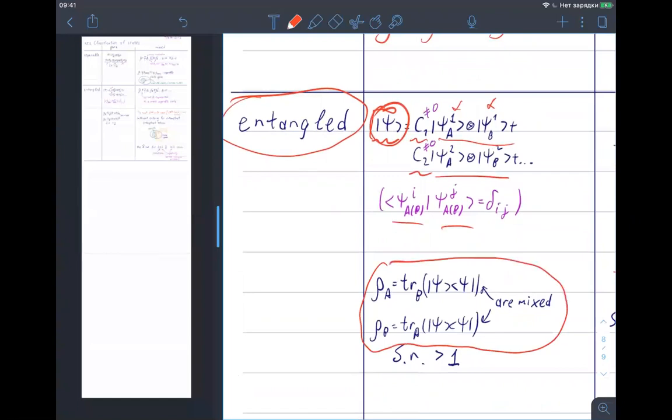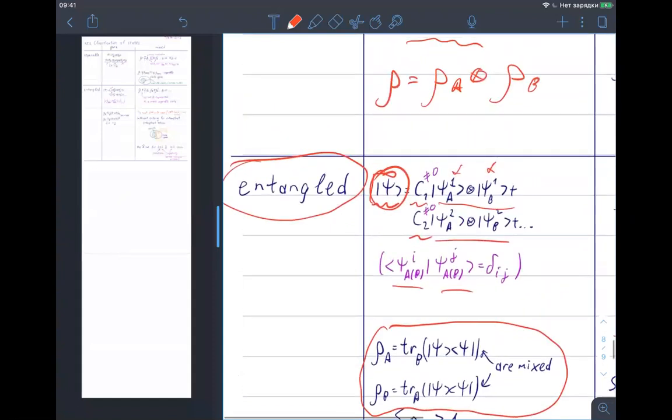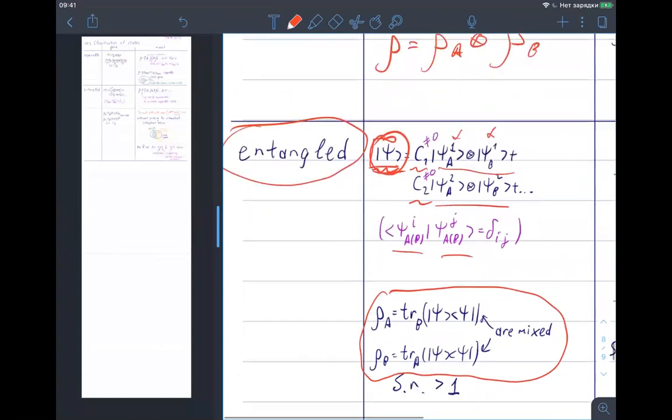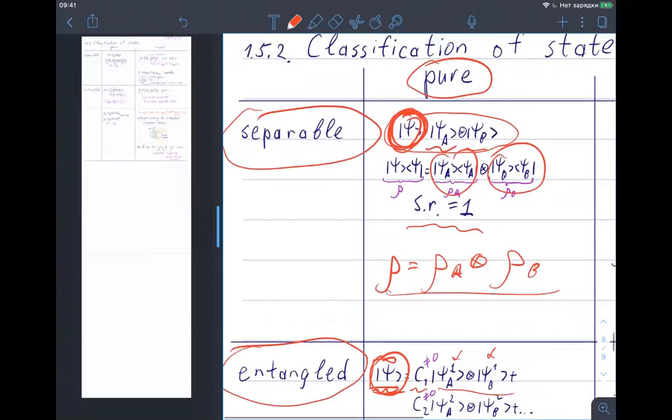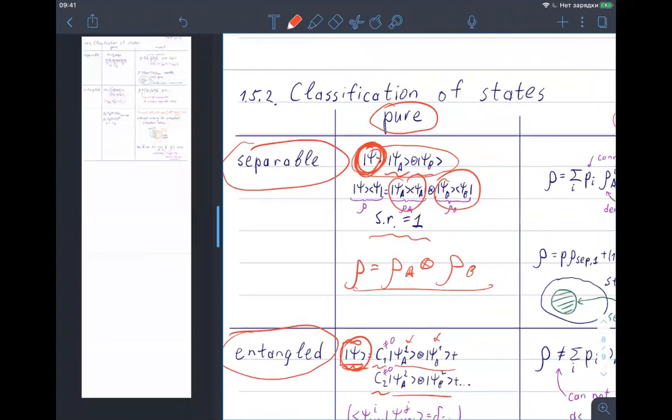And sometimes people miss it. Again, the full state is pure and entangled if and only if its reduced states are mixed. If and only if the reduced states of this pure state are mixed. And again, the mixedness of the reduced states is a measure of the entanglement. If it is not mixed, then we come back to the previous story.